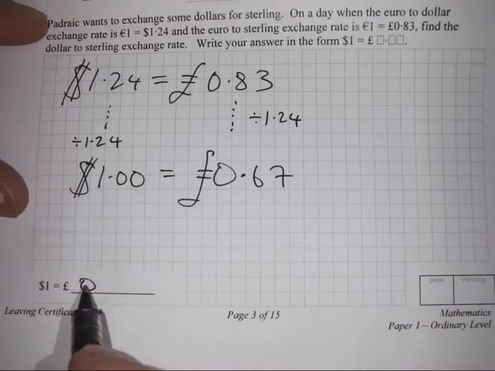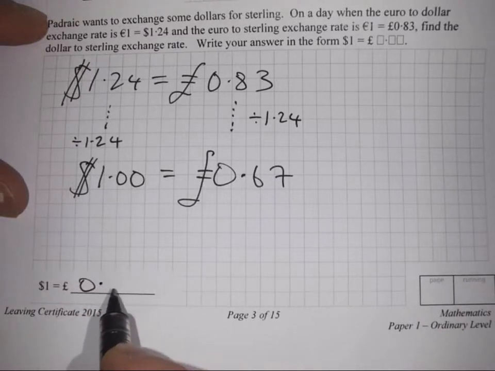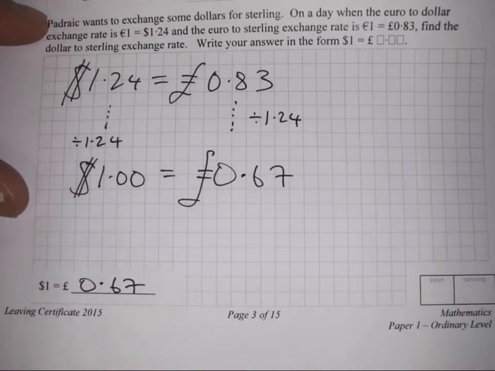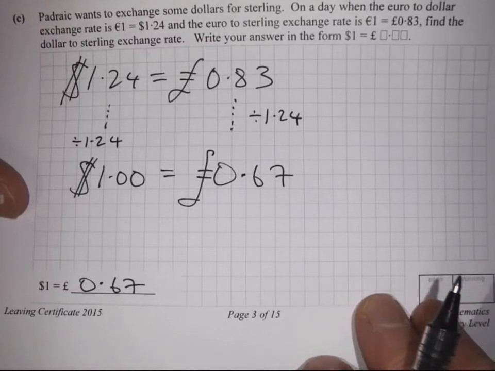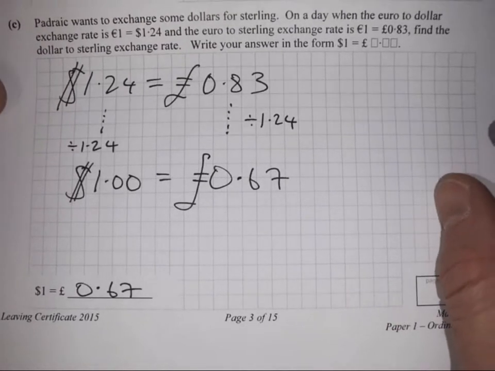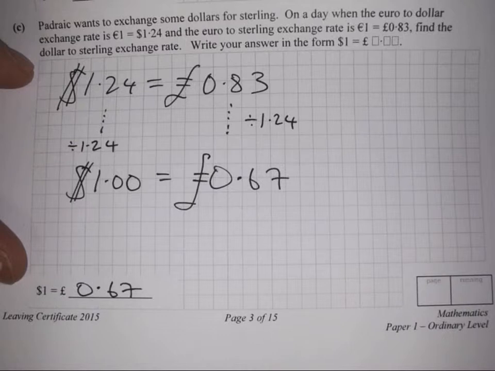So I'll write our answer in here to make life easy for the examiner. And that question, parts A, B and C, should have taken you approximately 12 minutes or so.